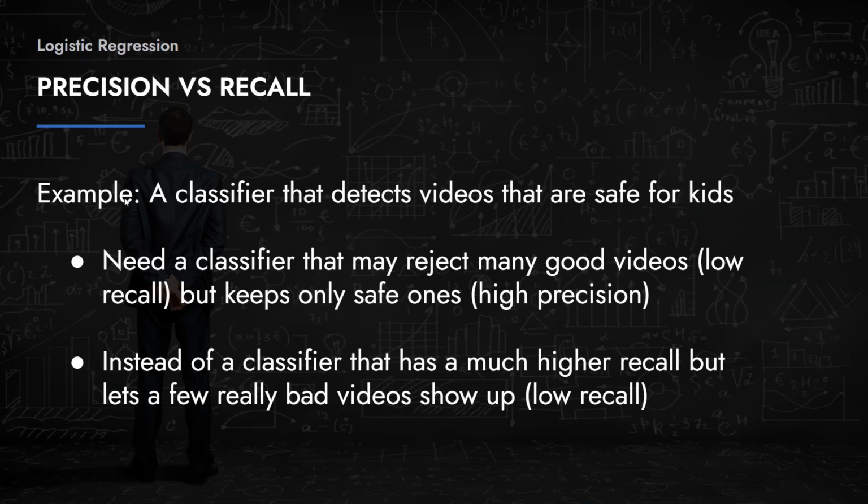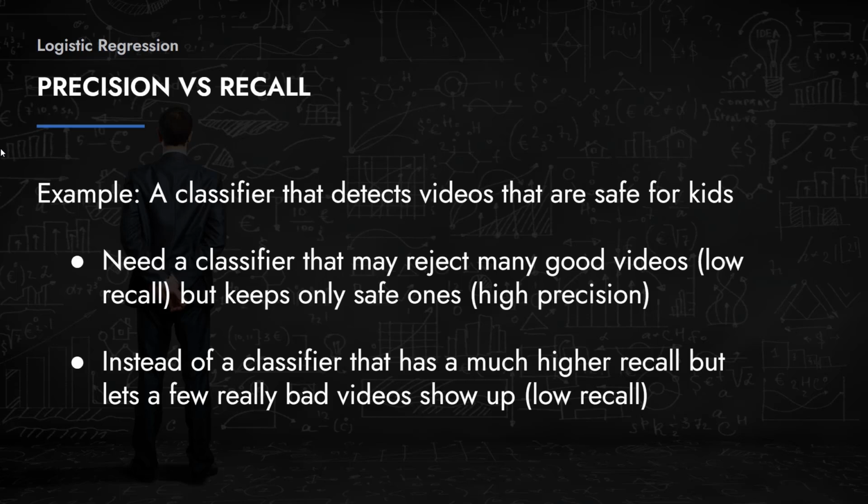An example of when to prefer precision over recall or recall over precision is when you build a classifier that detects videos that are safe for kids. This is essentially the inverse of the cancer problem. Remember, in the cancer problem, we said that we want a high recall. We want to always predict correctly the patients that do actually have cancer, and we don't care about the precision being so high. This is the opposite of when you want to detect videos that are safe for kids, right? Because now you need a classifier that may reject good videos, which would correspond to a low recall, but keeps only safe ones, high precision.